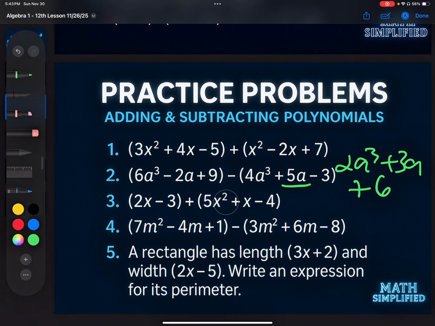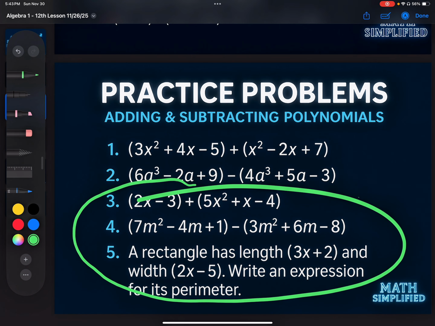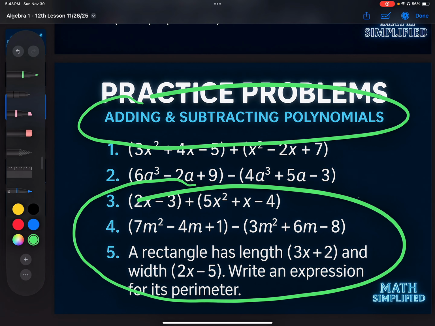So hopefully you guys understood these practice problems. Now you guys can work on these on your own. And hopefully you guys were able to understand adding and subtracting polynomials.